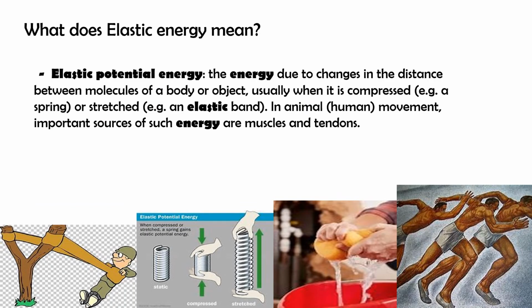In other words, elastic potential energy is the energy due to changes in the distance between molecules of a body or object, usually when it is compressed, for example a spring, or stretched, like an elastic band or even in animals or humans. Important sources of such energy are muscles and tendons. The moment you move, you are stretching your muscles and tendons, and that describes elastic potential energy.